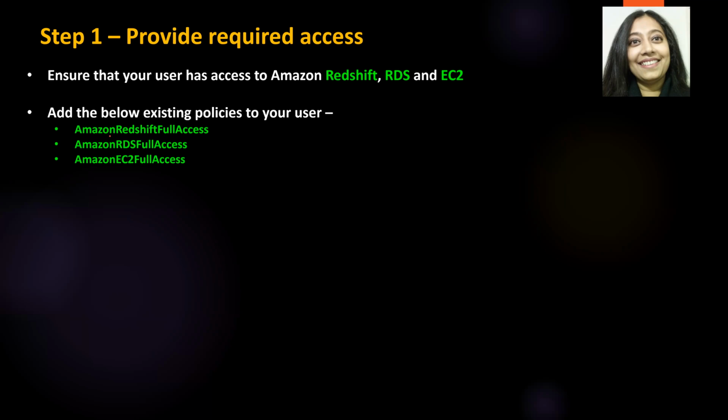Step one. In step one, we need to ensure that our user has the required access. Access for this particular lab is needed for Redshift, RDS, and EC2. So please go ahead and add these policies to your user. In my case, my user already has access to these services. Go ahead and look at your user. I would recommend that you go ahead and add the full access policy to ensure that you can carry out this whole lab smoothly. Once the lab is done, you can go ahead and disassociate these policies.